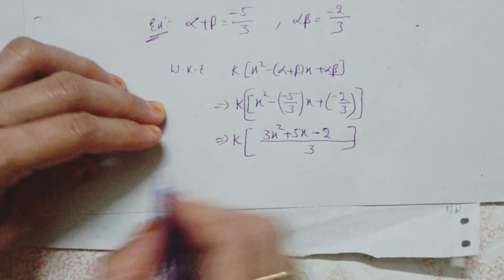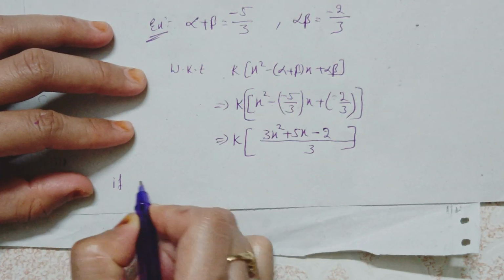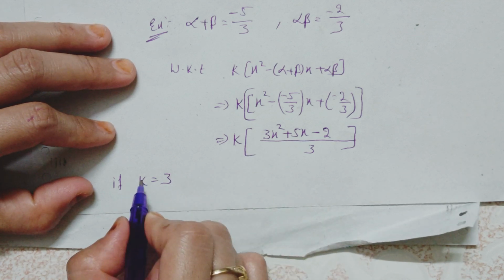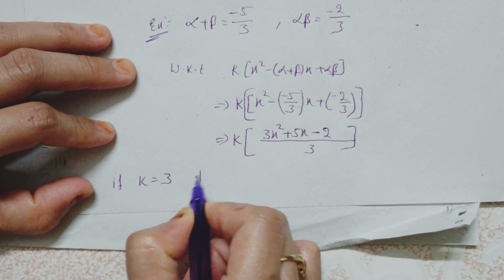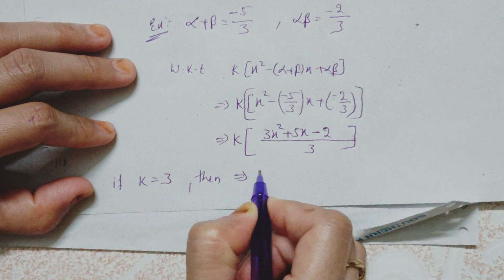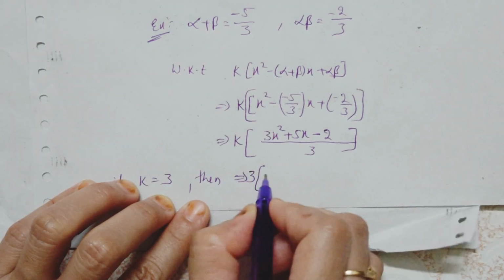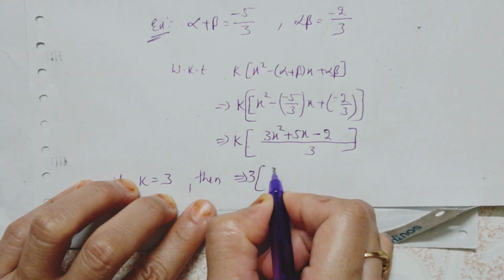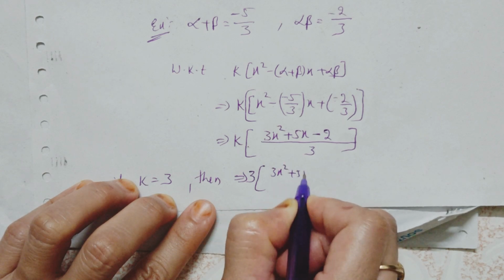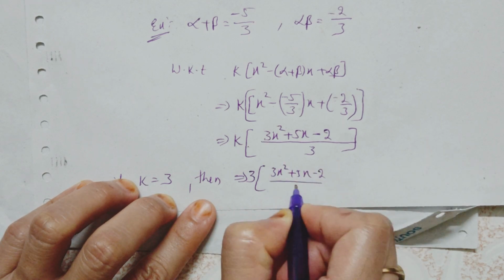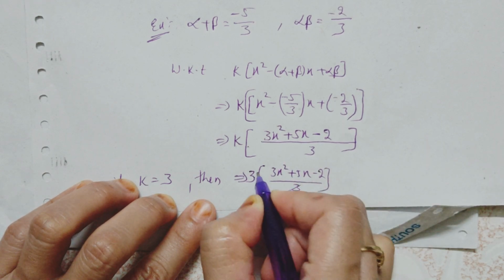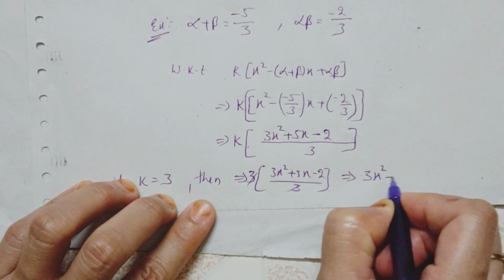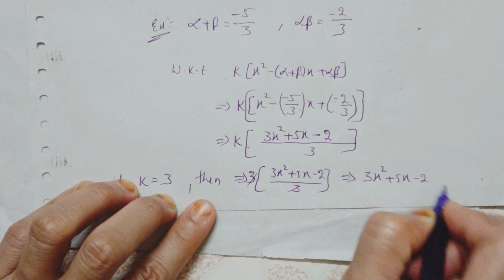Okay, so if k equal to 3, if I put k as 3, then in the place of k I'm putting 3, then 3 into 3x square plus 5x minus 2 by 3. Here 3 gets cancelled, so the polynomial will be 3x square plus 5x minus 2.